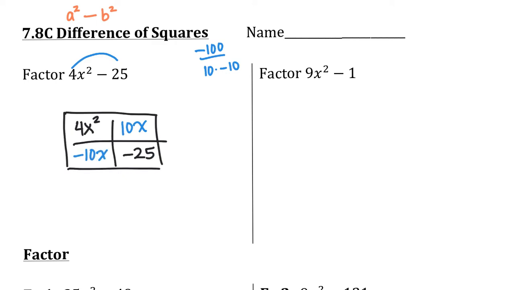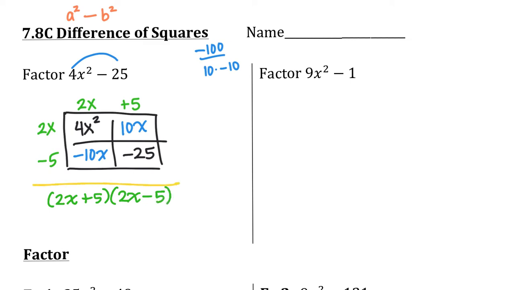Okay, let me take out a common factor. If I take out the common factor on this row, I get 2x. And then I'll fill in the blanks. 2x times 2x is going to give me 4x to the second. 2x times positive 5 is going to give me 10x. 2x times negative 5 is going to give me negative 10x. And then let me check. If I do negative 5 times positive 5, I get negative 25. So this is probably correct. So I got the factors 2x plus 5 times 2x minus 5, which looks good.